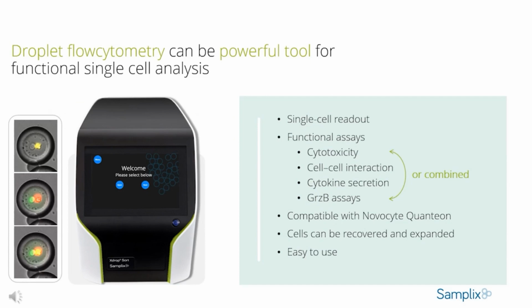In summary, we have demonstrated how droplet microfluidics can be used for single-cell assays. In particular, how Xdrop, together with flow cytometry, can be a powerful tool for functional analysis of single cells, enabling a large range of assays to be performed, including cytokine secretion assays, cell-killing assays, granzyme B secretion, and combined multiplexed assays. It is important to reiterate that these droplets can be sorted, and after sorting, cells can be released from the droplets and expanded for further analysis.